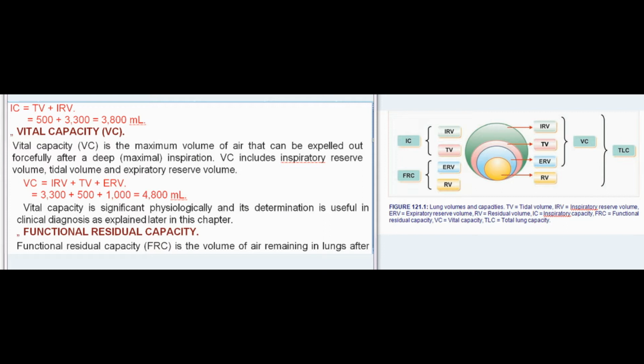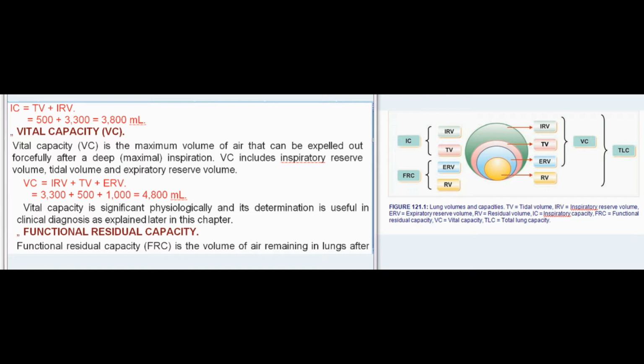Vital capacity, VC. Vital capacity, VC, is the maximum volume of air that can be expelled out forcefully after a deep, maximal, inspiration. VC includes inspiratory reserve volume, tidal volume, and expiratory reserve volume. VC equals IRV plus TV plus ERV, equals 3300 plus 500 plus 1000 equals 4800 ml. Vital capacity is significant physiologically and its determination is useful in clinical diagnosis as explained later in this chapter.